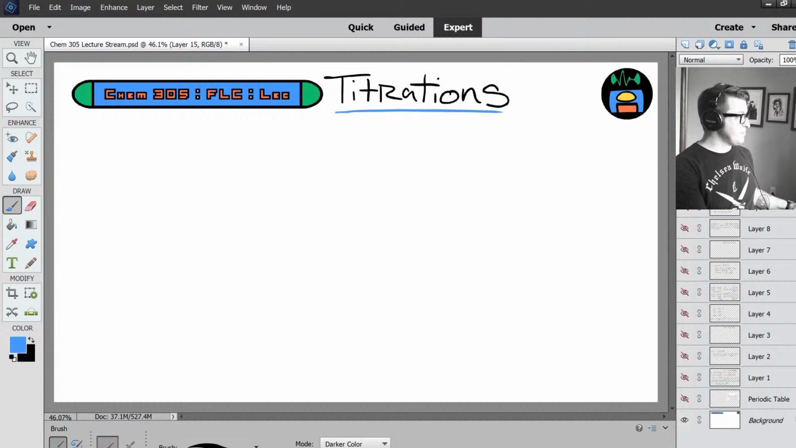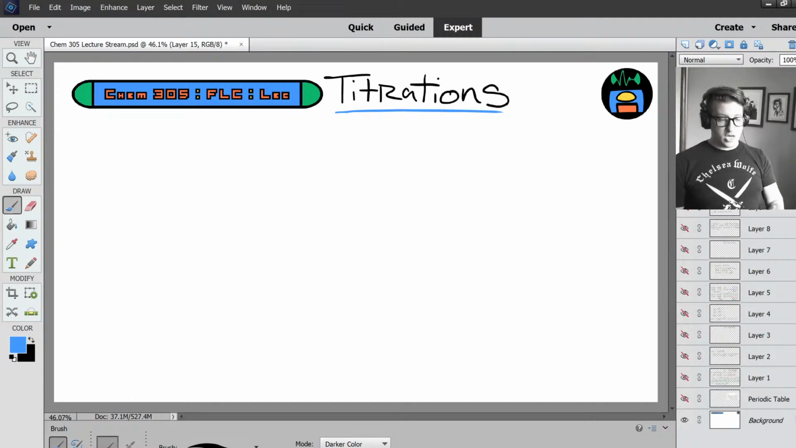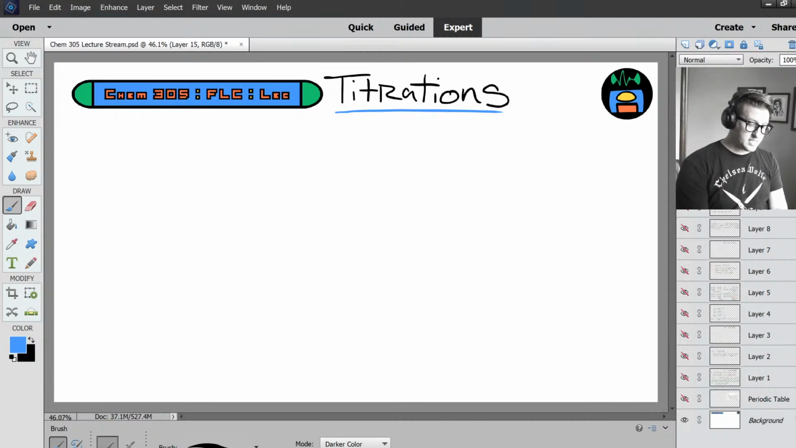Titrations. Okay. Now, there are many types of titration experiments. This is a type of experiment that is not exclusive to acid-base chemistry. However, it's very common in acid-base chemistry to do a titration, and so it's usually introduced in this context. So a titration is a type of experiment.